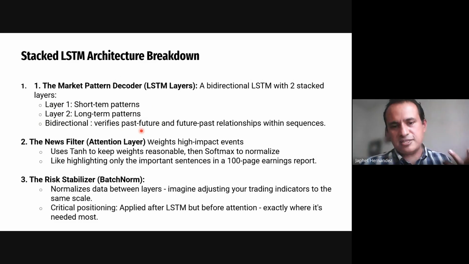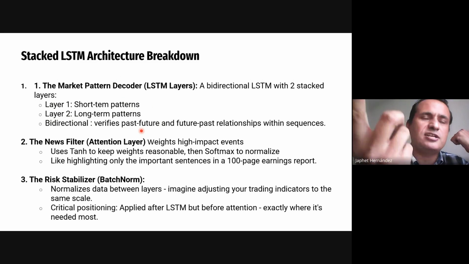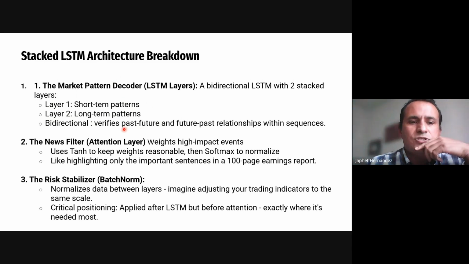And this is bidirectional. It's a very interesting and cool feature because you let the same sequence in the training data, for each one of the values in the sequence, look either to the past or to the future. So each point can see the points that were previously considered and the points that come after it. So it verifies past-future and future-past relationships within sequences.